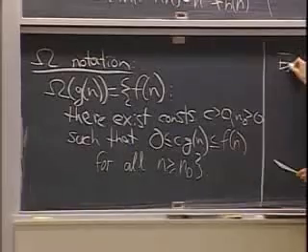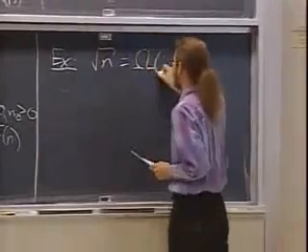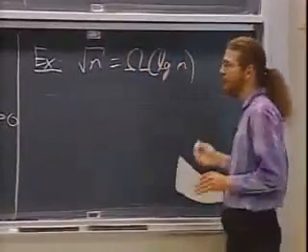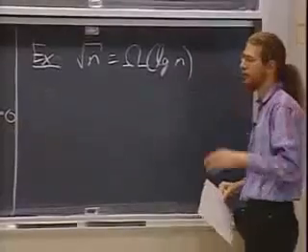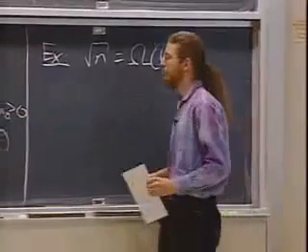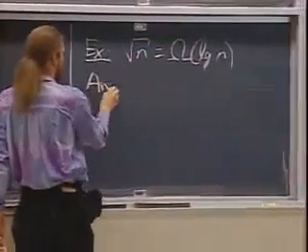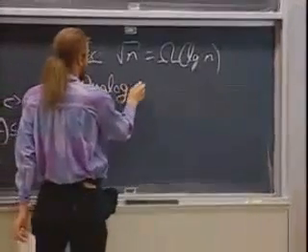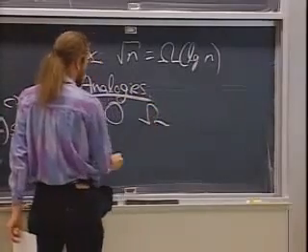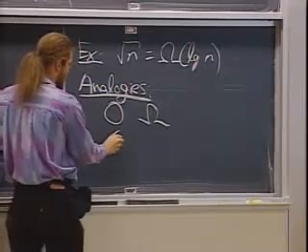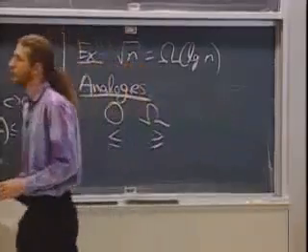So a random example, and now we'll get a little bit more sophisticated. Root n is big omega of log n. And you should read this that up to constant factors, root n is at least log n for sufficiently large n. So omega sort of corresponds to greater than or equal to. So let me give you some analogies. We have big O, we have big omega. This is less than or equal to, this is greater than or equal to. And I'm going to fill in some more here in a moment.